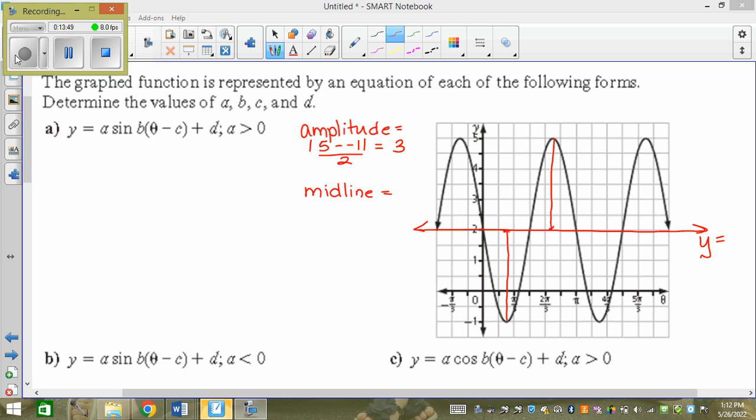y equals 2. Now you guys, you have to draw the midline because it's going to be what gets you your C values for science. So if you're someone who hasn't been drawing the midline, you have to draw the midline. So my midline is at y equals 2. I can prove it by doing max, which is 5, plus min, which is negative 1, divided by 2, which is 4 divided by 2, which is 2.